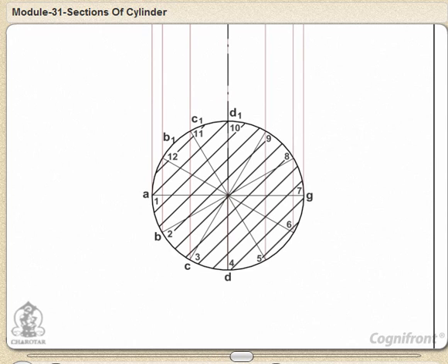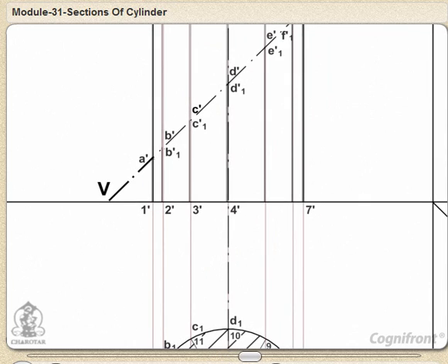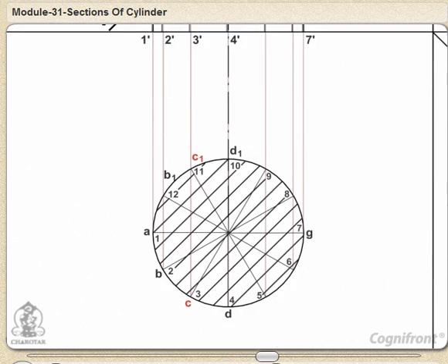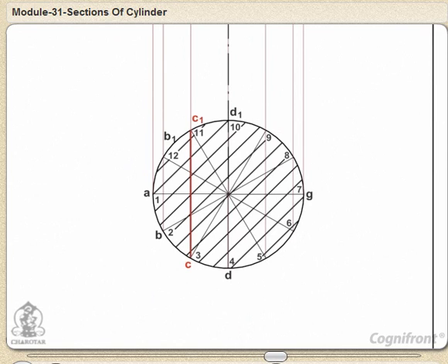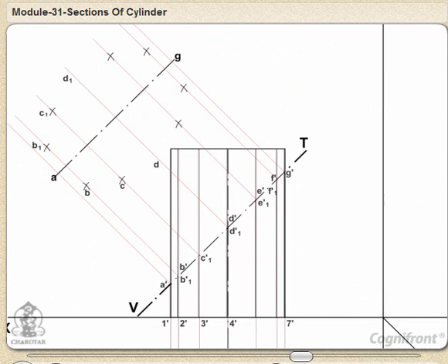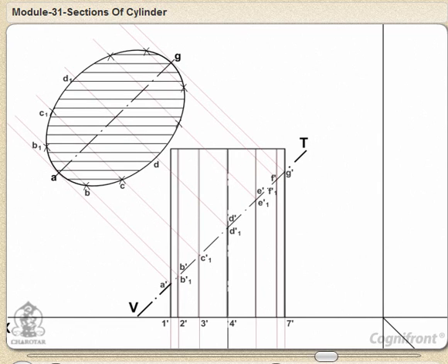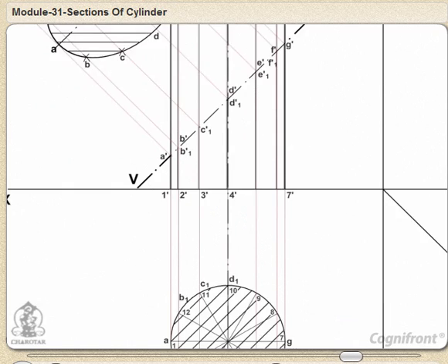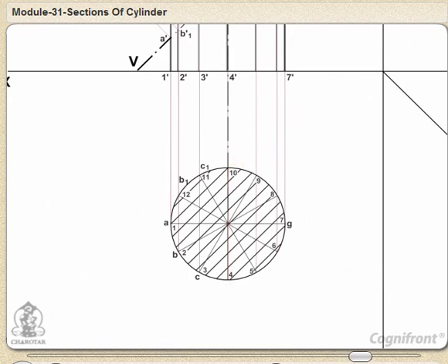The width of the section at any point, say C', will be equal to the length of the chord C1 in the top view. The true shape of the section may be drawn around the center line AG, drawn parallel to VT as shown. It is an ellipse, the major axis of which is equal to the length of the section plane, that is A'G', and the minor axis equal to the diameter of the cylinder, that is D1.